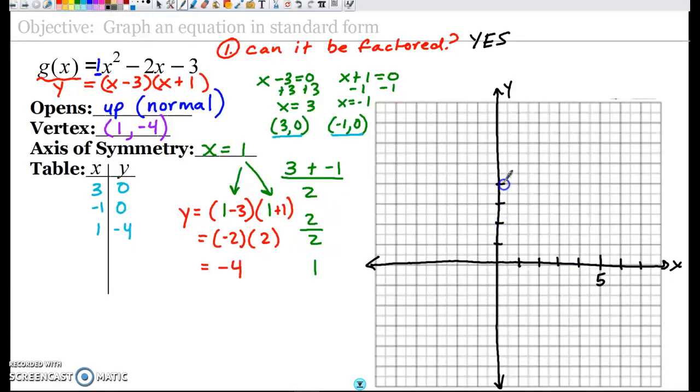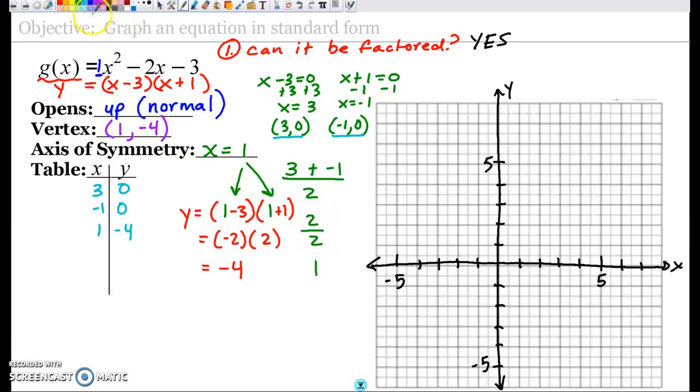1, 2, 3, 4, 5. 1, 2, 3, 4, negative 5. Let's plot the points that we have. I'll do that with my light blue teal color here. So 3, 0 would be my first one. Negative 1, 0 would be my other. So I have my two x-intercepts. I have 1, negative 4, which would be my vertex. My axis of symmetry is going to go right through that vertex, just like this.